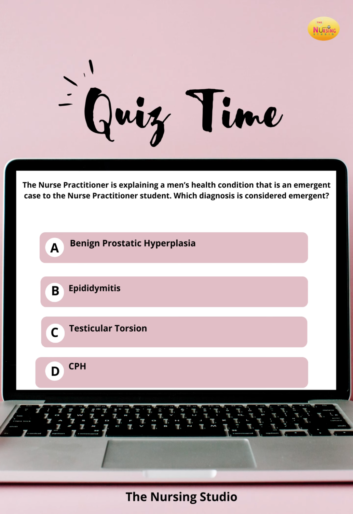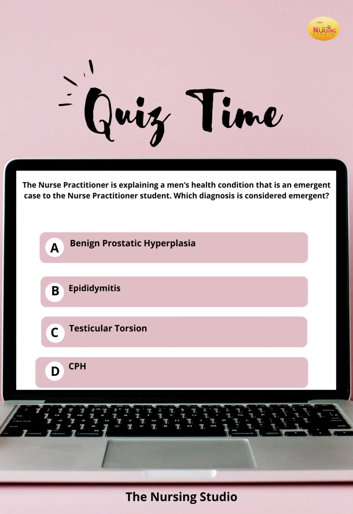The stem of the question states which diagnosis is considered emergent? So we're trying to see which diagnosis is actually considered emergent. A says benign prostatic hyperplasia. No, it's benign, it's not emergent. B, epididymitis. No, although it's bad, it's not emergent. Although you do want to take care of it quickly, it's not emergent. And even if you were stuck, in cases that you didn't know on a test question, just hold on to that one.